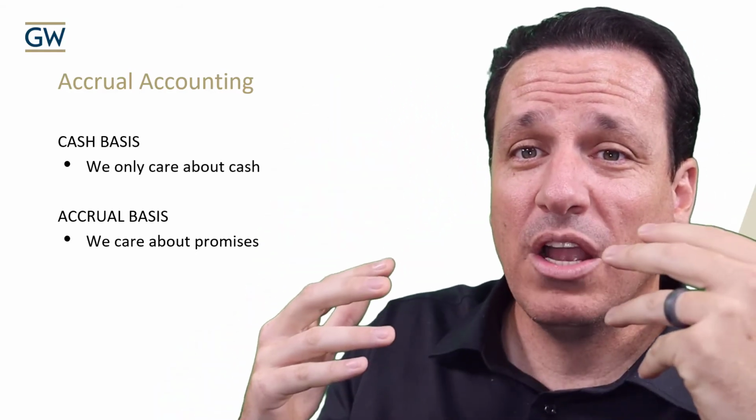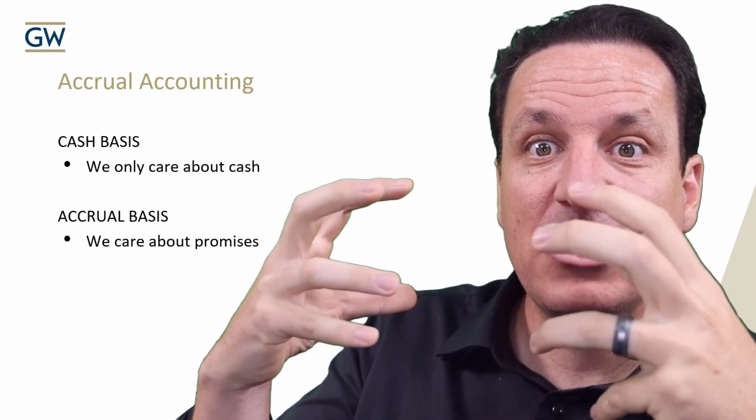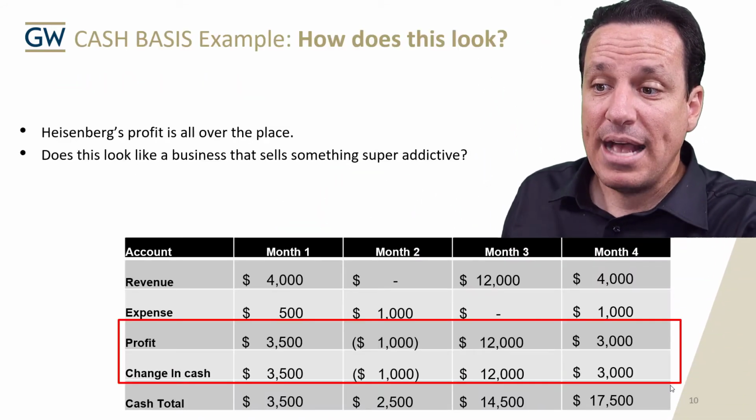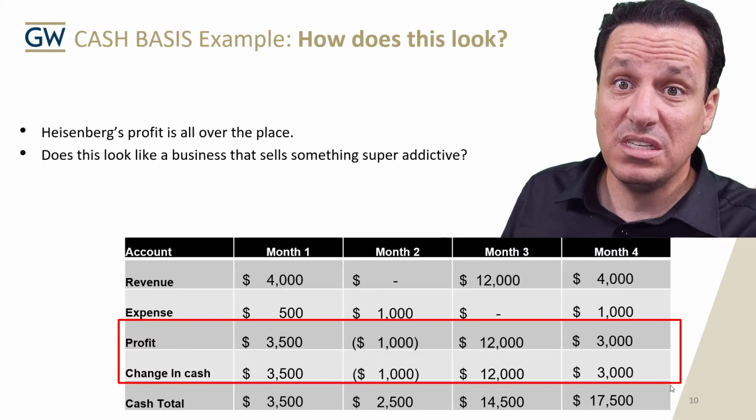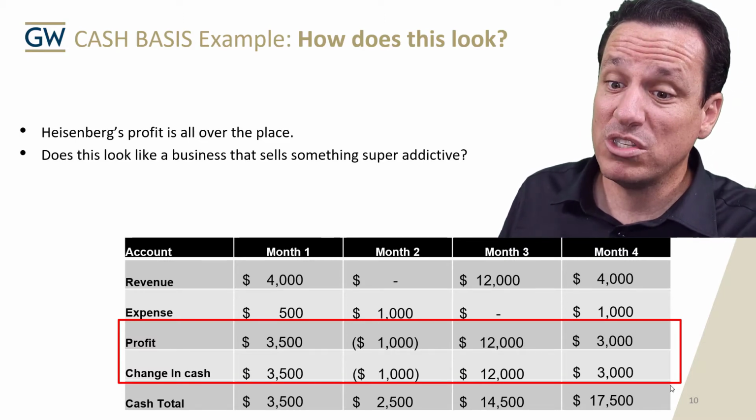And so in accrual accounting, what we're going to get to is more a measure of the economics of what's happening, as opposed to this measure, which is all over the place. This isn't a measure of economics. This is just a measure of what's going on with cash.